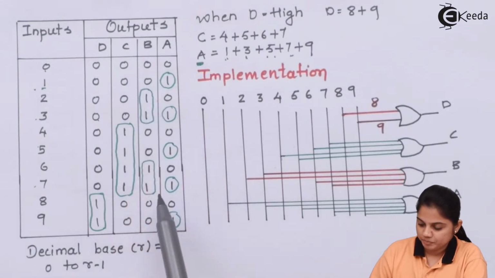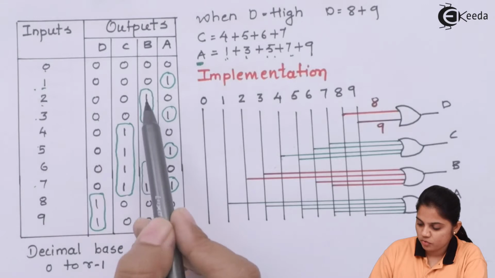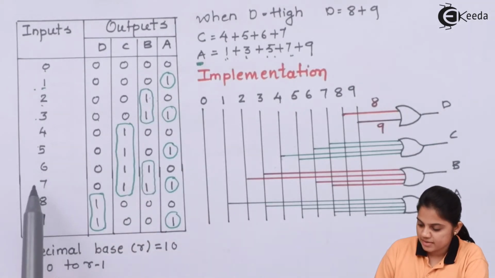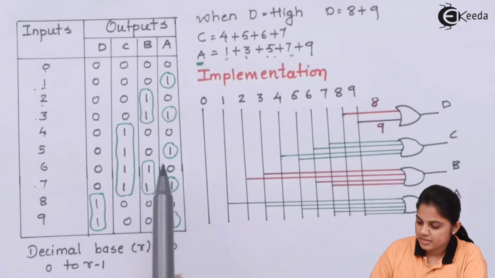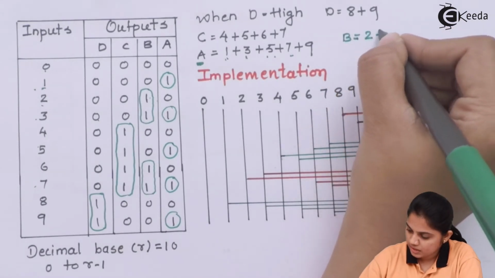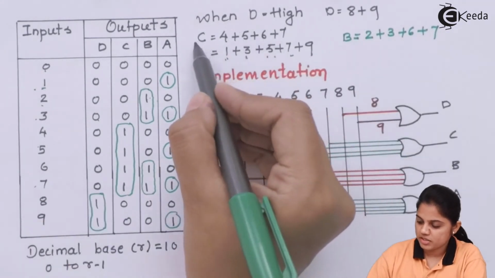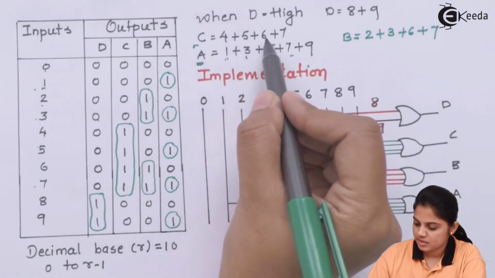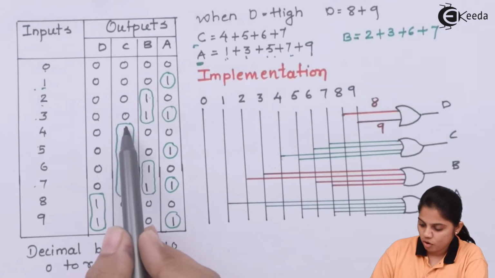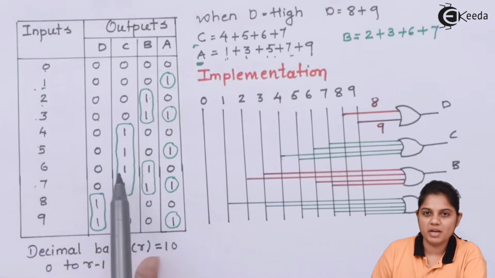Similarly for B, see when B is high: for 2 and 3 it is showing 1, 1, and for 6 and 7 it is showing 1, 1. That means B will be high when it is 2 plus 3 plus 6 plus 7. Similarly for C we have 4 plus 5 plus 6 plus 7. For all these 4 continuous decimal switches, the output will remain high.